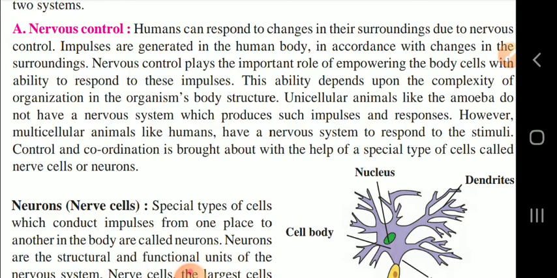So this ability depends upon the complexity of the organization of the organism's body structure. That means it depends on how complex the organism's body is. For example, amoeba has a very simple body, unicellular. So that means they do not have any nervous system. But in the case of human beings, they have a nervous system, so it depends on that.